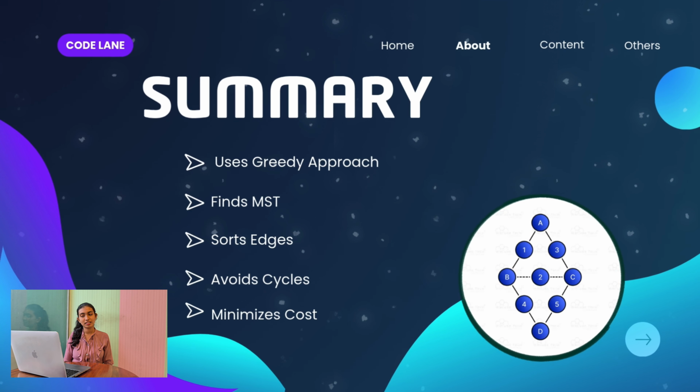To summarize today's presentation, we began by learning about graphs and weighted graphs. We then discussed spanning trees and minimum spanning trees. After that, we introduced Kruskal's algorithm and learned that it is a greedy algorithm used to find the minimum spanning tree. We studied the step-by-step procedure of the algorithm, including sorting edges, selecting the smallest edge, checking for cycles, and building the minimum spanning tree. We also worked through a practical example to see the algorithm in action.